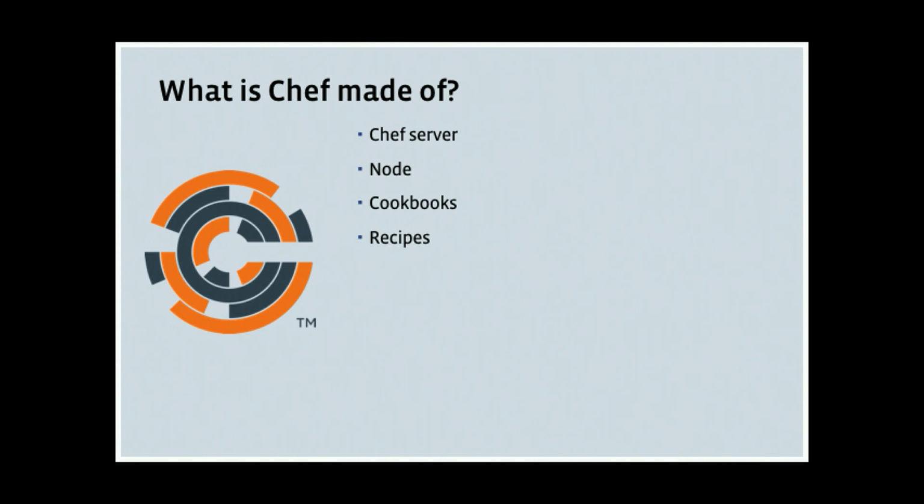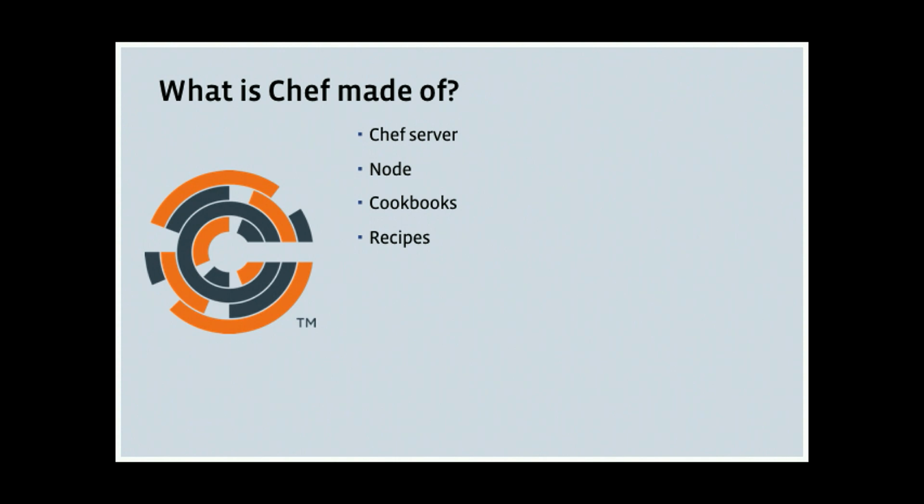Recipes inside a cookbook are a collection of resources that are executed to configure a node. Recipes must be added to the run list before they can be used by Chef client and are always executed in the order in which they appear in the run list. So again, we can predict the order in which Chef configures your machine.